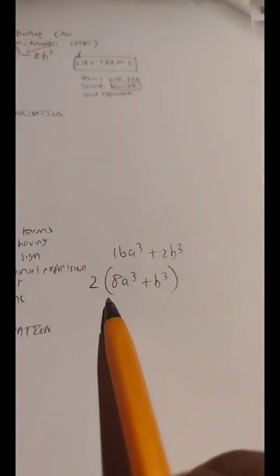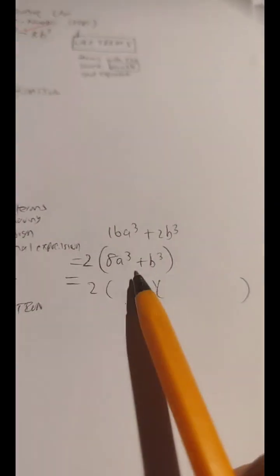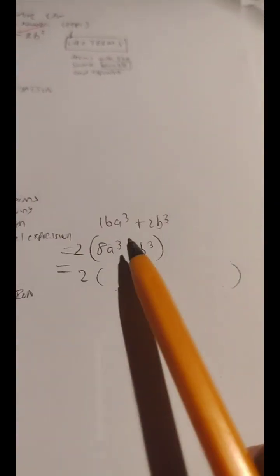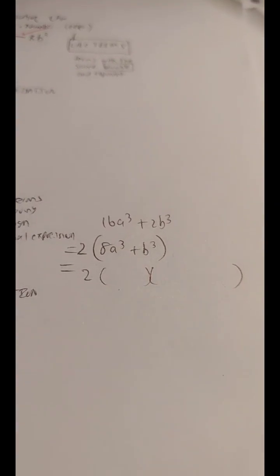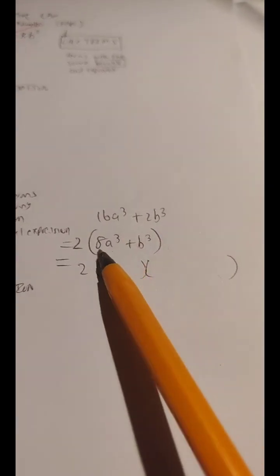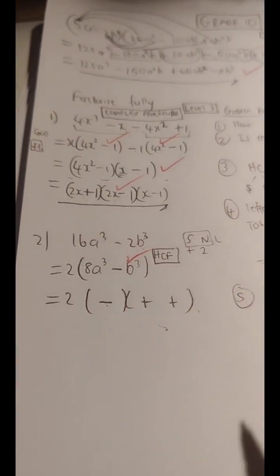Now I can almost hear someone saying to me, sir, what if we had a positive? Let's say we had the same question, but this time round it was 16a cubed plus 2b cubed, and you took out the highest common factor, which is positive 2, and now you are going to apply cubic factorization to the sum of 2 cubes. Sum of 2 cubes is also factorizable, just like difference of cubes is factorizable.